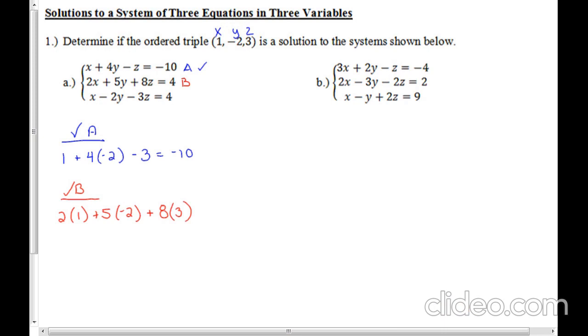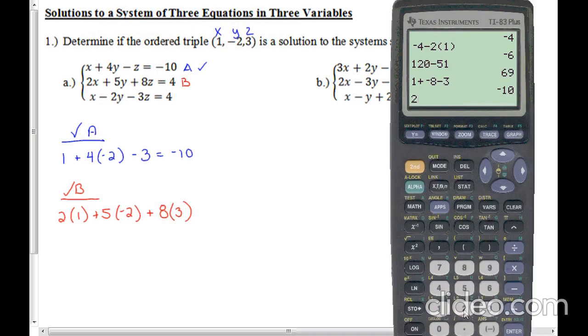So again, I can type that into my calculator. 2 times 1 is 2, plus 5 times negative 2 would be a negative 10, so I'll just subtract 10, plus 8 times 3, which is 24, would give me 16. And so I can see here that if I substitute x, y, and z into B, this is not going to work out for my second equation. So the ordered triple is not a solution.